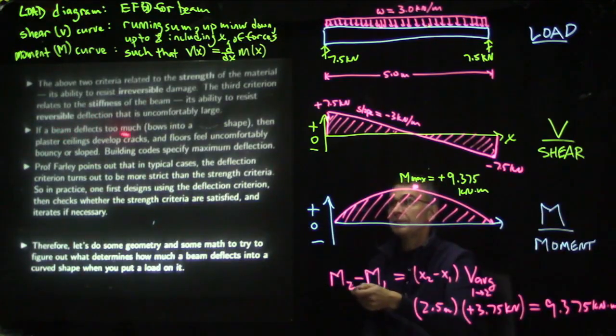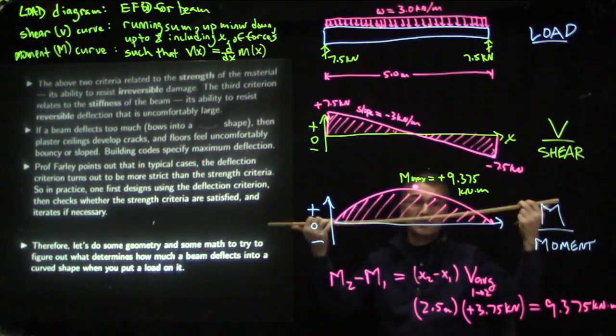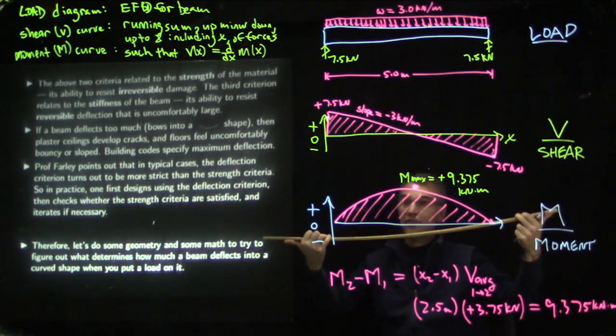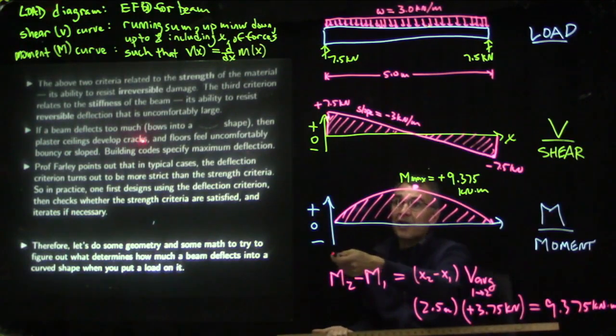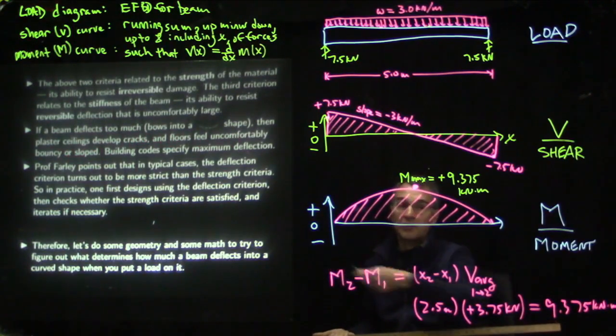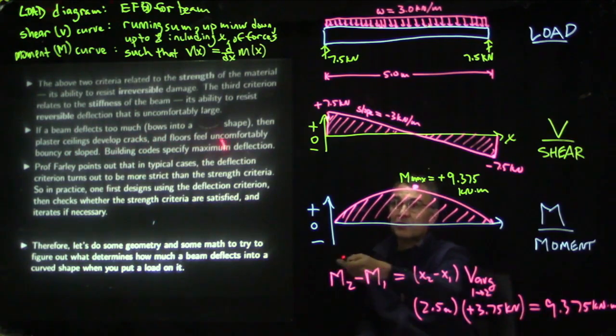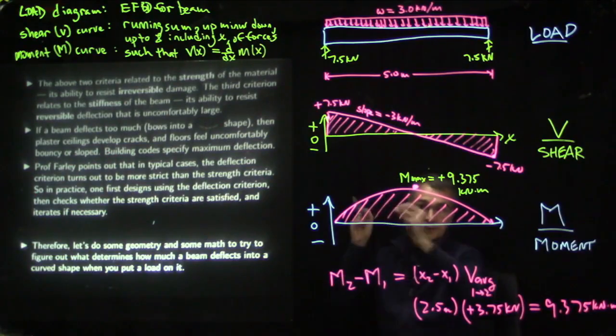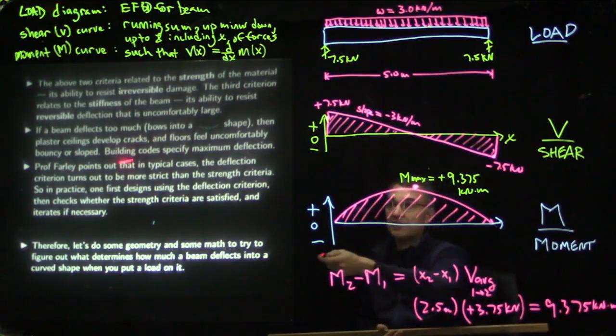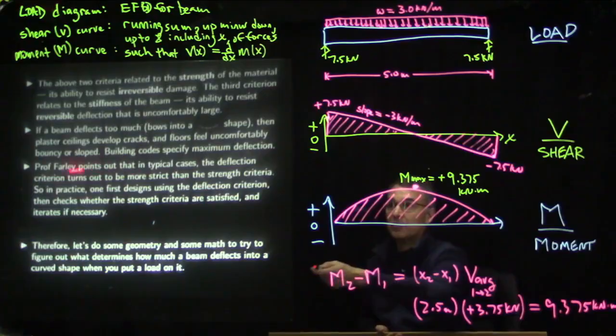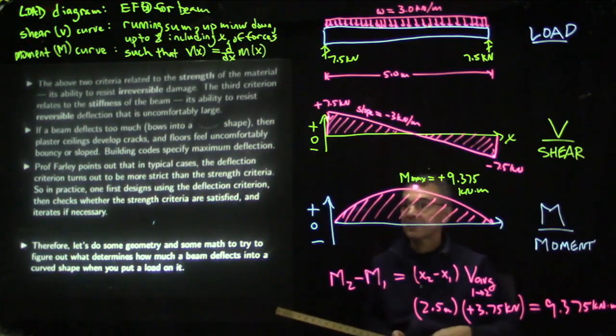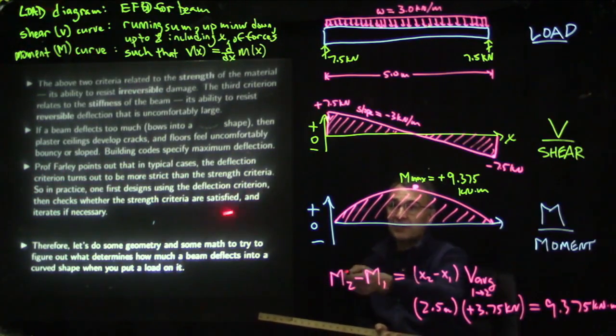So if the beam bows into a curved shape like this, a smiley face shape, then if that's excessive, plaster ceilings will crack and floors will feel uncomfortably bouncy or uncomfortably sloped. So it turns out that building codes specify maximum deflections. Professor Farley points out that usually you figure out how tall a floor joist you need to get the desired deflection criterion. It turns out to be the most strict criterion usually in practice. So in practice, he says you design using the deflection criterion.